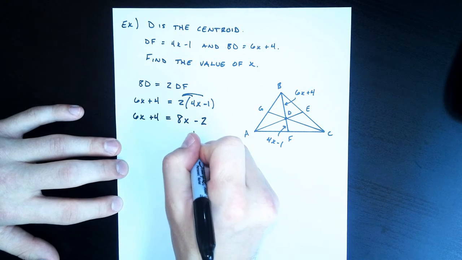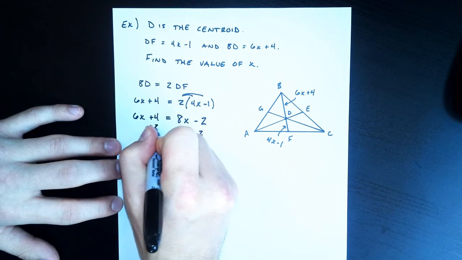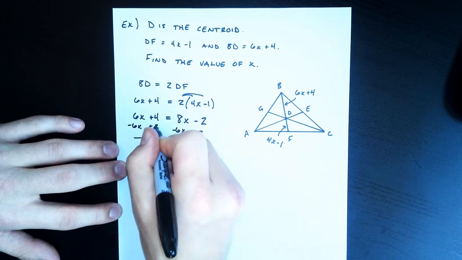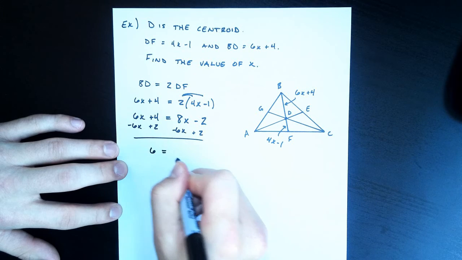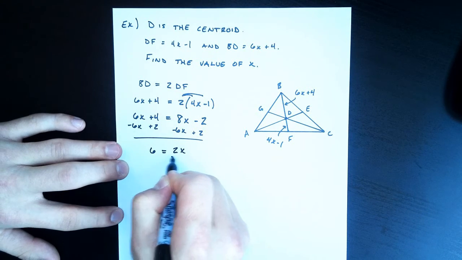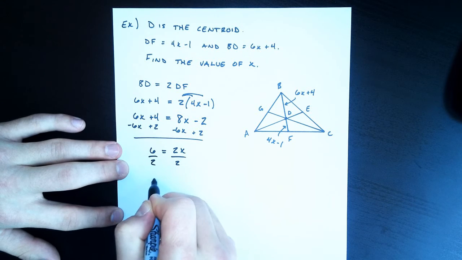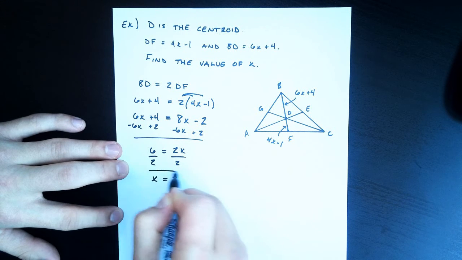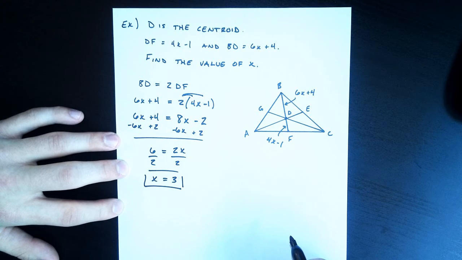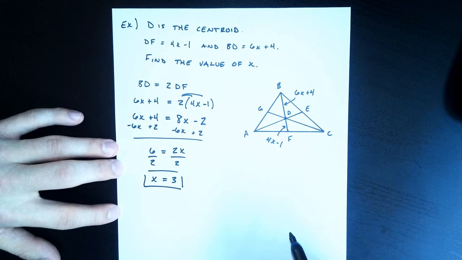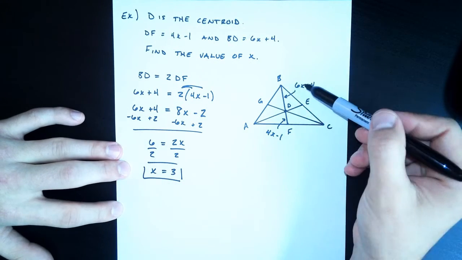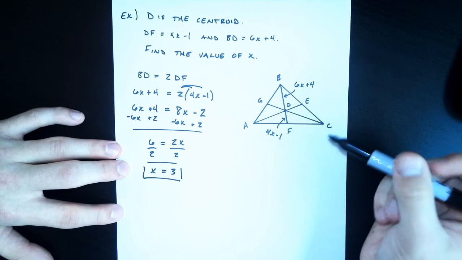And now we can combine some like terms to solve for x. So adding 2 here, we get 6. 8x minus 6x, that's going to leave us with 2x. And then dividing both sides by 2, we get x is equal to 3. So that's all we were asked to do, but if we wanted to go further, now that we know x, we could plug that in to our two expressions for the segment lengths to see what they are.